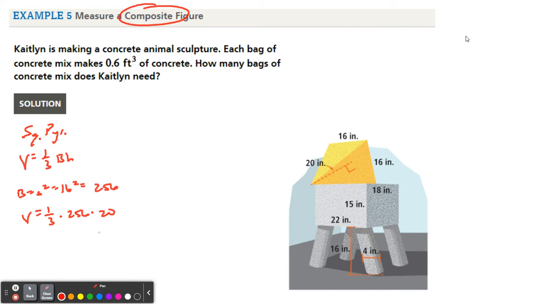And you get a nice number, I believe, of 1707. So that volume is 1707, and that would be in inches cubed.